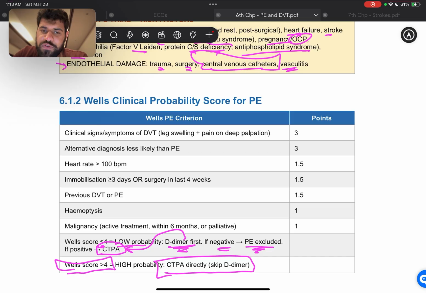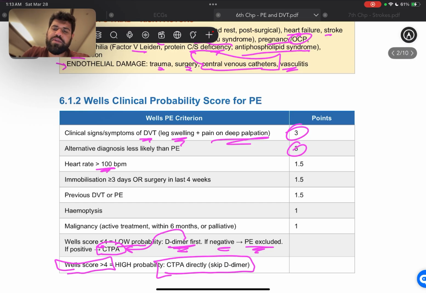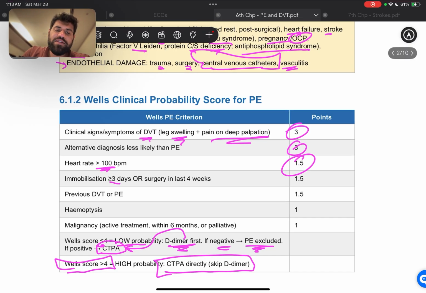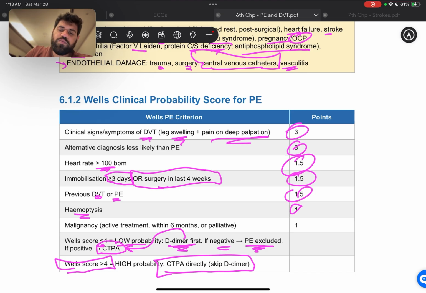Now, what are the criteria for Wells? Firstly, clinical symptoms and signs of DVT, so leg swelling and pain on deep palpation, that's 3 points. Then alternative diagnosis less likely than PE, 3 points. Heart rate more than 100 beats per minute, that's 1.5. Immobilization for more than 3 days or surgery in the last 4 weeks, 1.5. Previous DVT or PE, 1.5. Hemoptysis, 1 point, and malignancy, such as active treatment within 6 months or palliative, 1 point, right?